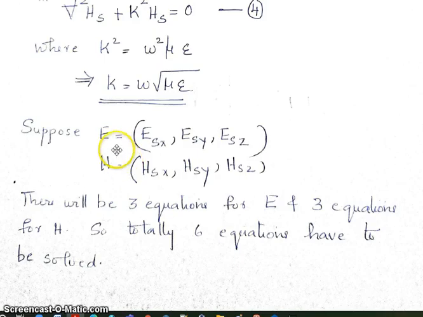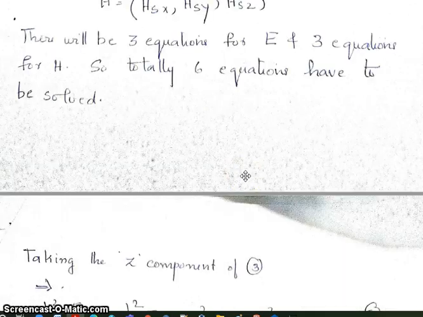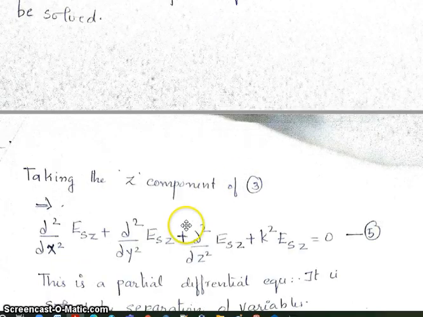Now, suppose we are assuming that electric field has three components, ESX, ESY, ESZ, and H has HSX, HSY, and HSZ. That means there will be 3 equations for electric field and 3 equations for H. So totally we have to solve 6 equations. Okay, so now first we will start with the Z component.